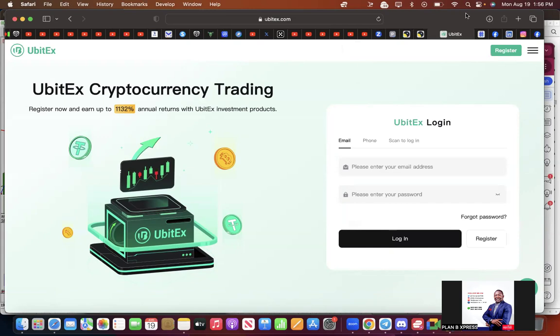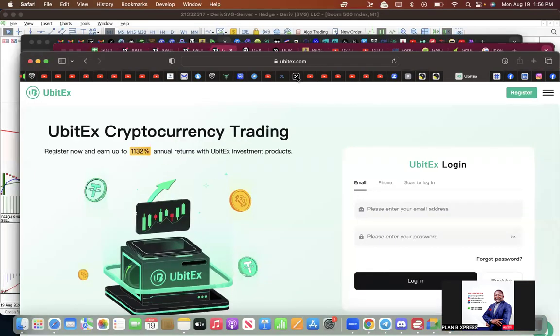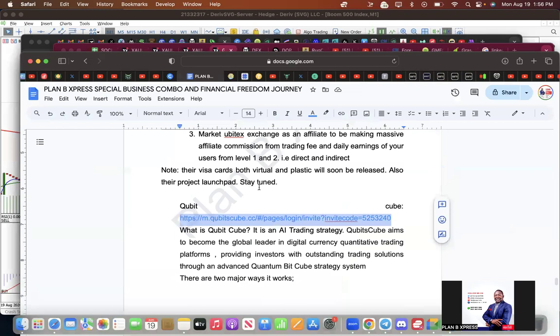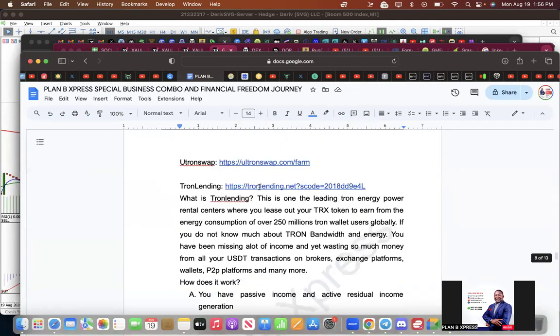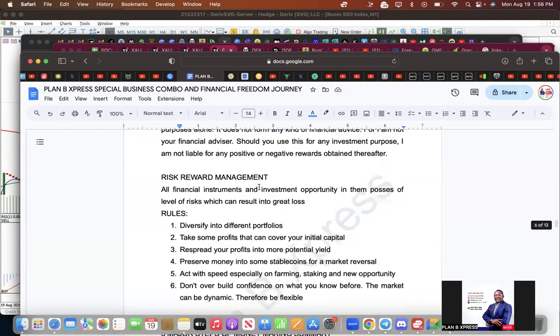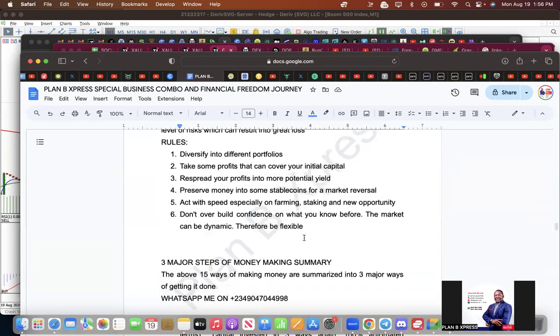anytime you see any opportunity, all of these are investments. Either automated farming, decentralized, not decentralized, and all of that. Apply these 6 rules. Diversify into different portfolios, take some profit that can cover your initial capital, respread your profit into more potential yield, preserve money into some stable coins, act with speed, especially on farming, staking, and new opportunity.